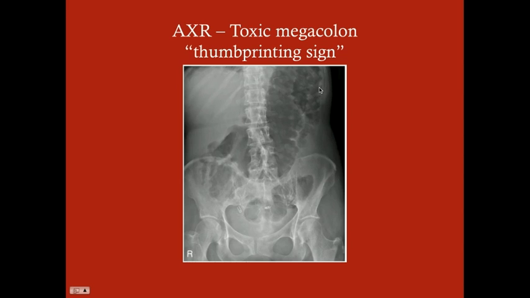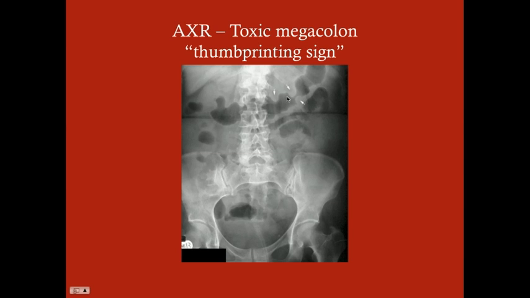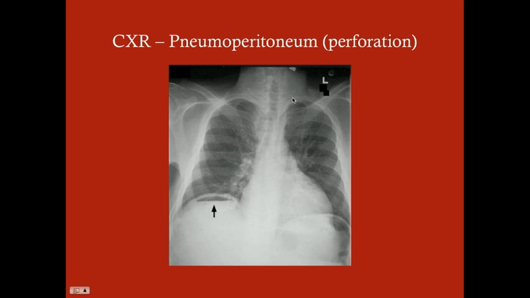Here's another one. This one kind of has those pseudopolyps too. So those thumbprints are on the sides, and then the quote-unquote pseudopolyps are in the middle here. So here's your thumbprints and your pseudopolyps. And then here's some more thumbprints. Now this would be pneumoperitoneum.